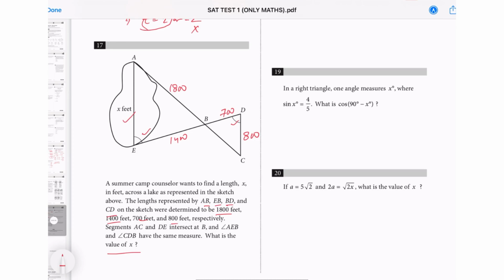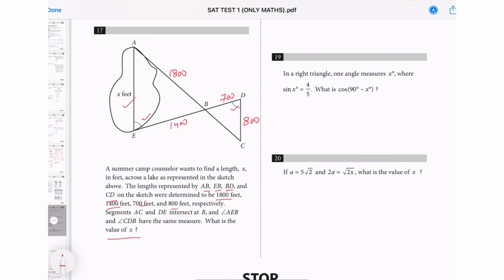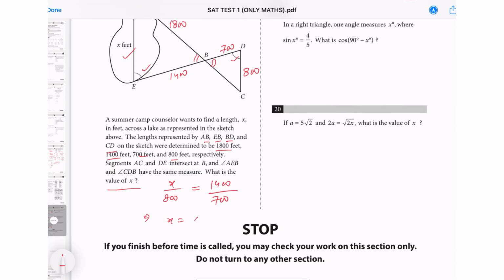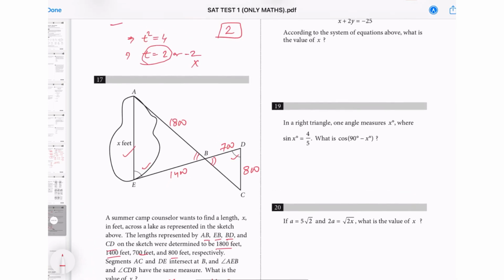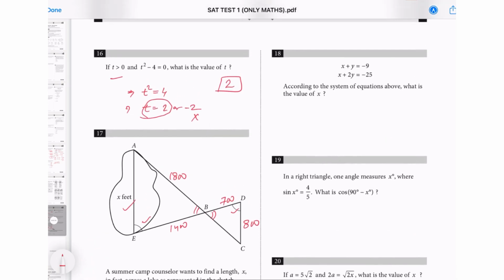So just taking the property of similar triangles, here the two triangles are similar. Why? One angle is given and these two are vertically opposite angles. So what can we write? We can write x upon 800 is equal to 1400 upon 700 equals 1800 upon BC. So BC is not required. We just need to find x. So from here we can simplify for x and we get x equals 800 times 2. Yeah, so it is 1600. So the answer is 1600, that you can grid in the grid given.